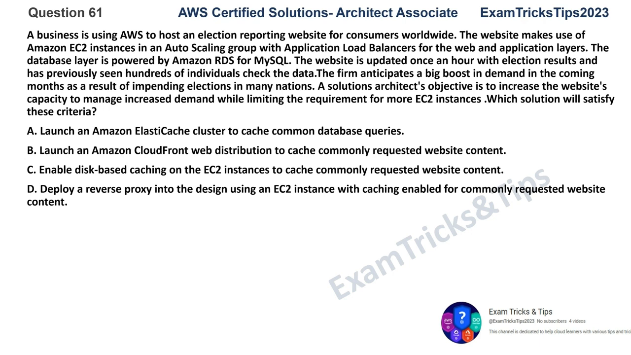The website is updated once an hour with election results and has previously seen hundreds of individuals check the data. The firm anticipates a big boost in demand in the coming months as a result of impending elections in many nations. A solution architect's objective is to increase the website's capacity to manage increased demand while limiting the requirement for more EC2 instances. Which solution will satisfy these criteria?